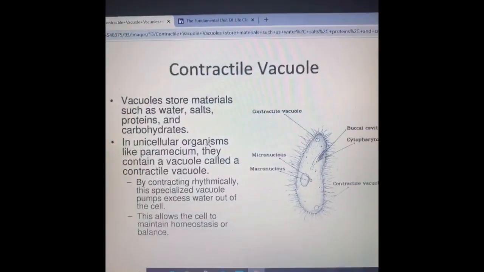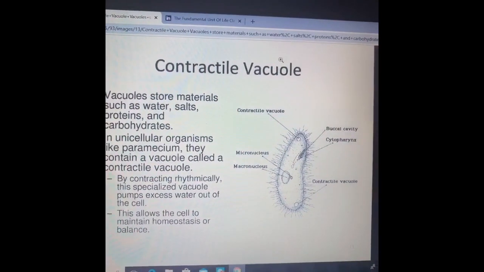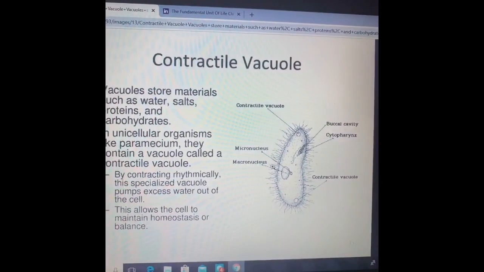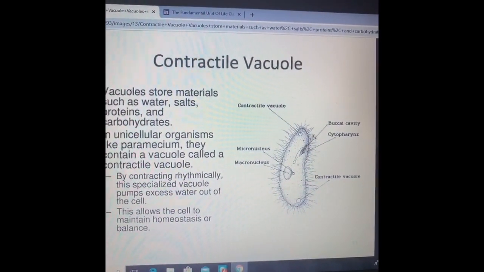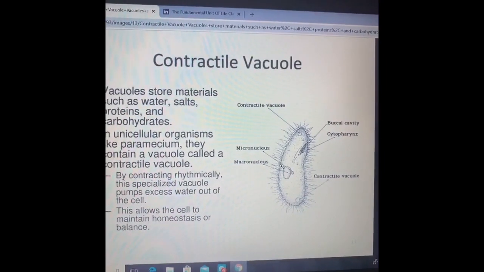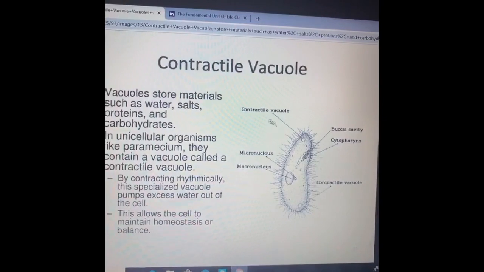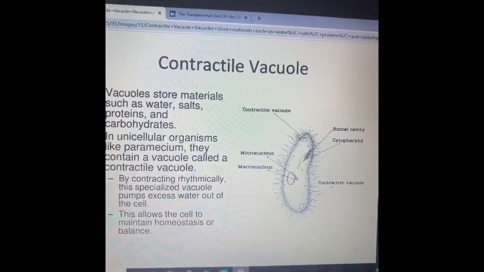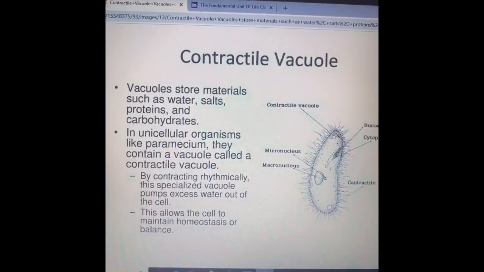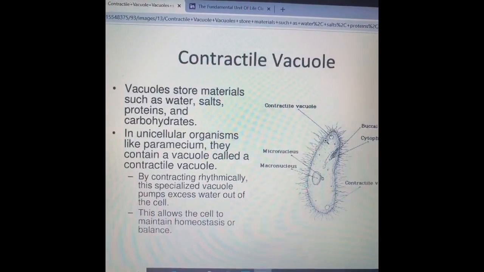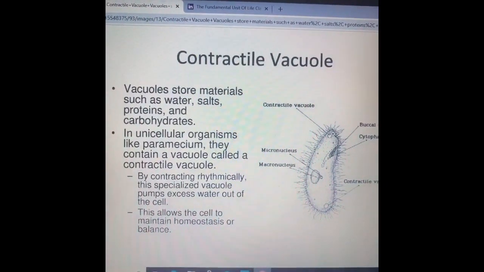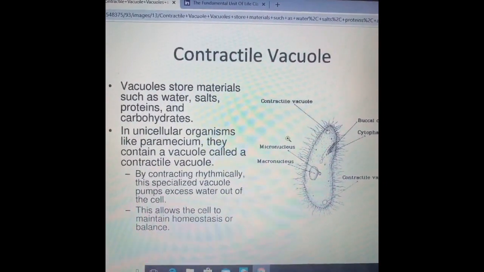There is another type of vacuole which is known as contractile vacuole, and it is present in unicellular organisms, the protozoan especially, like your paramecium. Here is the structure of a paramecium, and here you can see a contractile vacuole. Now its function is it helps in regulating the concentration of the cell.